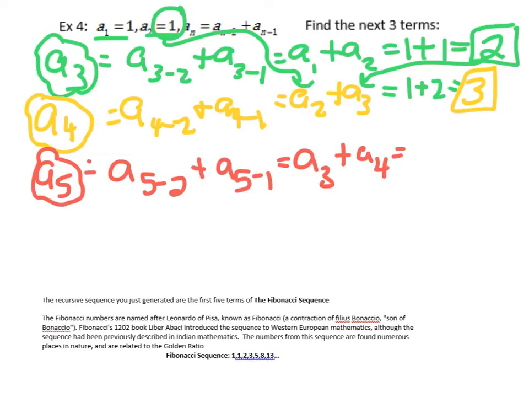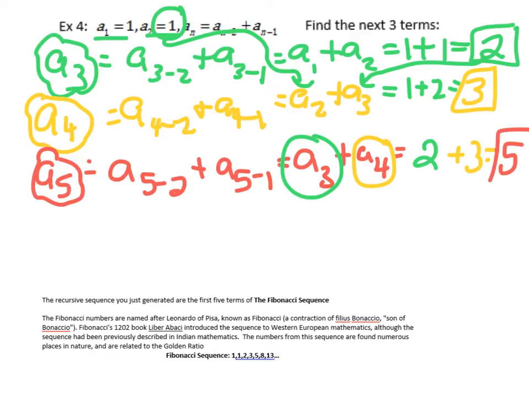That will give you a sub 3 was 2, a sub 4 was 3. Oops, let me erase that. Let's make this red so you can see you're doing the previous terms. I only asked you to find the next three terms, but if I wanted to find more, basically add the two previous terms. So 3 plus 5 is going to give me 8. 8 plus 5 gives me 13, and I can keep going.